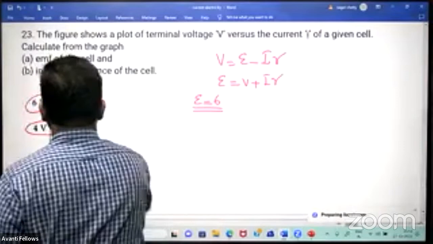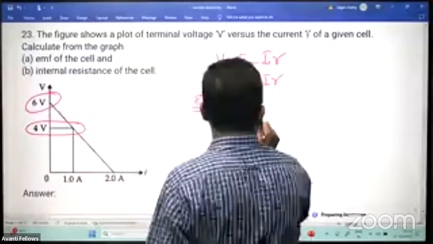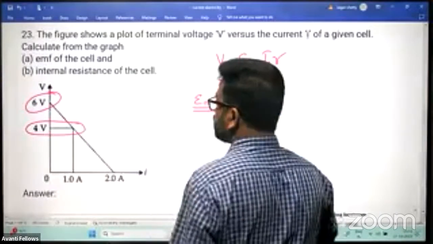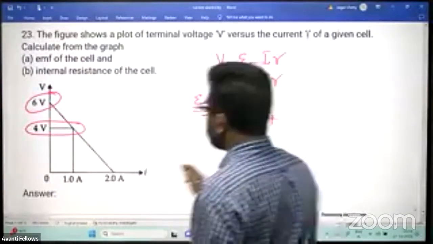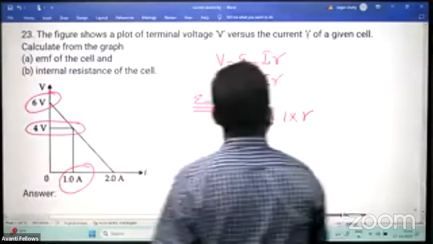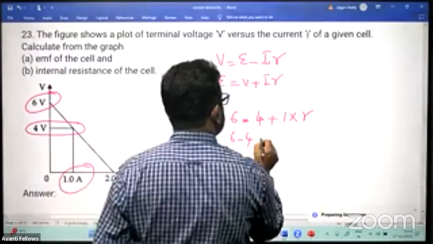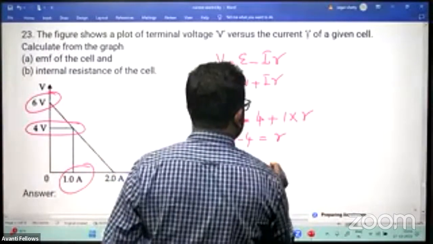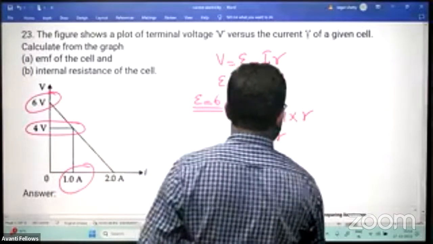At this level, we can take this level. So 6 equals V, which is 4 volt, plus I, which is 1 ampere, into R. So 6 minus 4 equals R. So R is equal to 2 ohms.